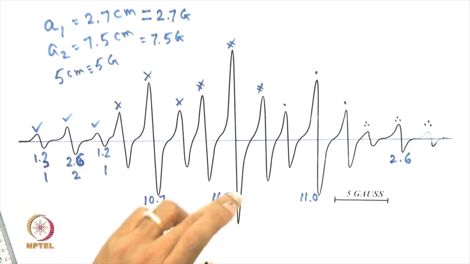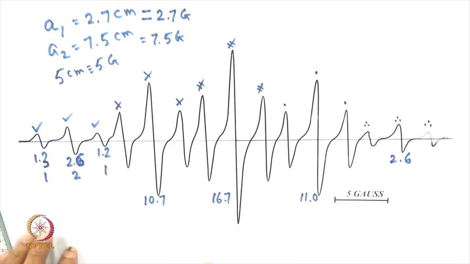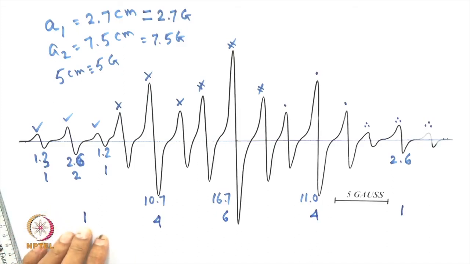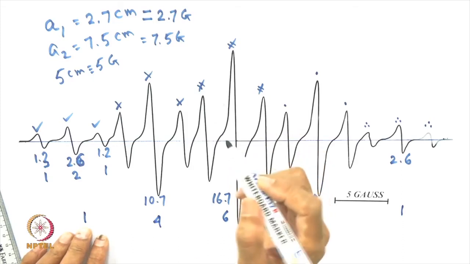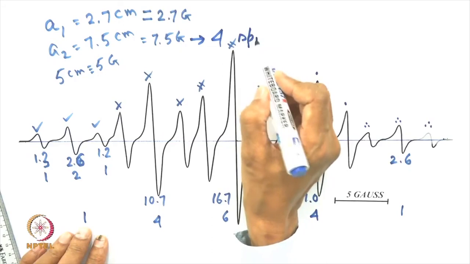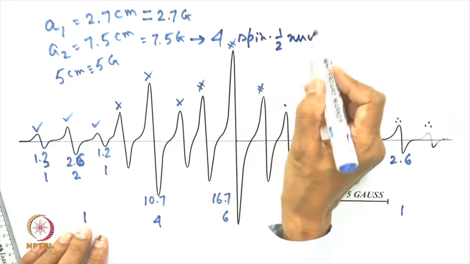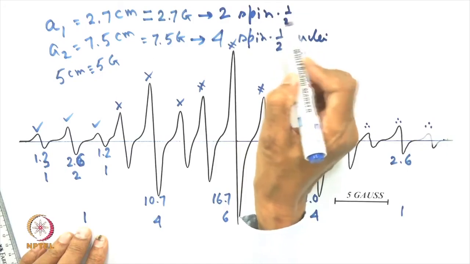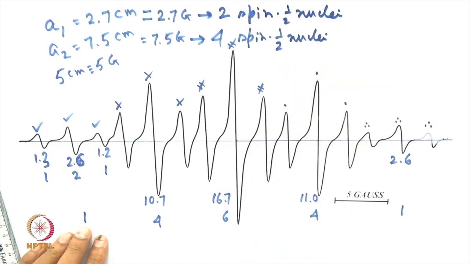Now, here between these, this, this, this and this, the relative intensities, divided by 2.6 all over, turn out to be 1, 4, 6, 4, 1. So again this pattern is familiar. This comes from Pascal's triangle for 4 equivalent spin half nuclei. So what I have here is that this corresponds to 4 spin half nuclei and this corresponds to 2 spin half nuclei. So we have figured out all the hyperfine coupling constants that are present here.